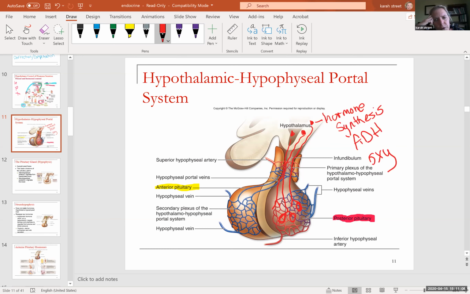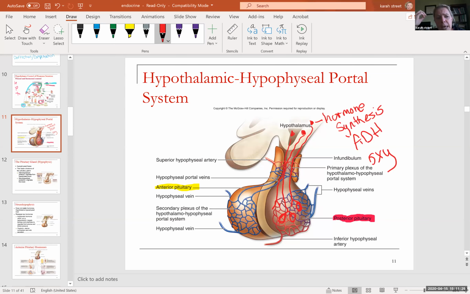Oxytocin is also required for uterine contractions beyond labor and delivery. This is where we get our big O, orgasms. And it's also the hormone required for men to have their orgasm. So I'll say it again.